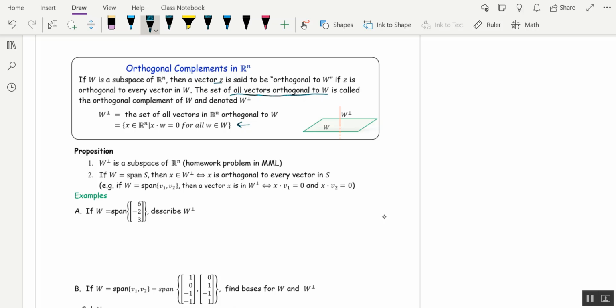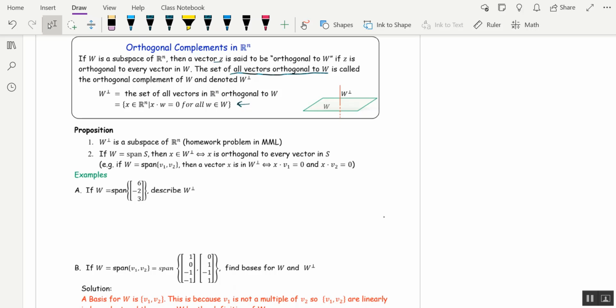All right, so there are two important propositions. One, W Perp is a subspace of Rn. It's not just a subset, it's a subspace. And two, checking to see if a vector is orthogonal to W could be an exhausting prospect because W has infinitely many vectors in it. But this proposition says that a vector x is in W Perp if and only if it's orthogonal to every vector in a spanning set of W. So for example, if W were spanned by two vectors, we would only have to check that x dot v1 is 0 and x dot v2 is 0. So let's do a couple of examples.